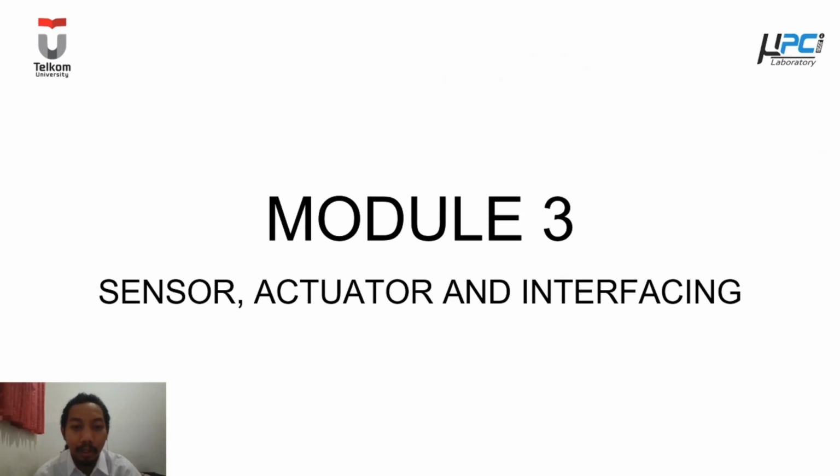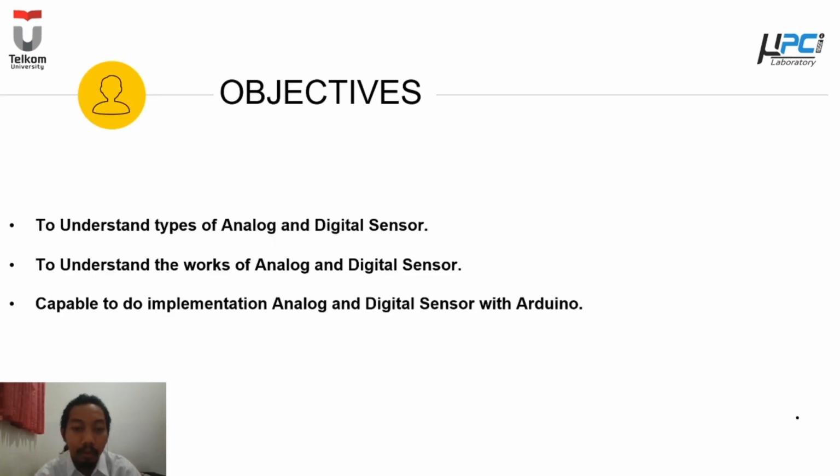So today I'm gonna explain to you about Module 3. In this module, there are three submodules: sensor, actuator, and interfacing. Before I explain this module, there are three objectives. The first one is to understand the types of analog and digital sensors, the second is to understand how analog and digital sensors work, and the last is to be capable of implementing analog and digital sensors with Arduino.